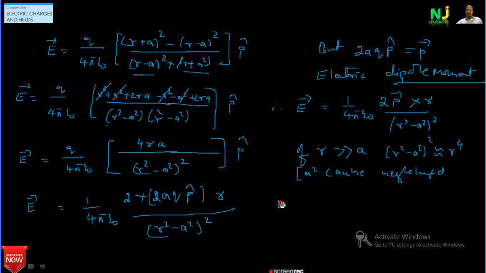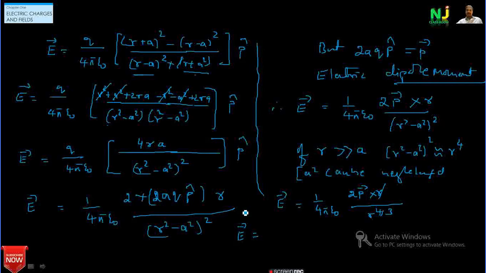Automatically, E vector is equal to 1 by 4 pi epsilon naught, 2p vector into r divided by r to the power of 4. One r cancels. So what is the final answer, dear students? The final answer is E vector is equal to 1 by 4 pi epsilon naught, 2p vector divided by r cube.